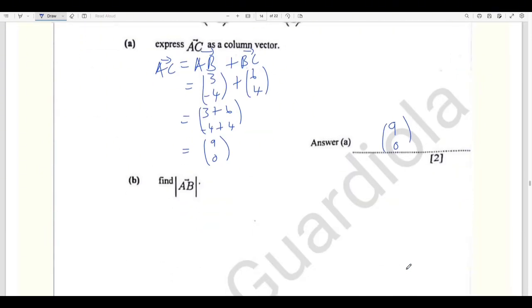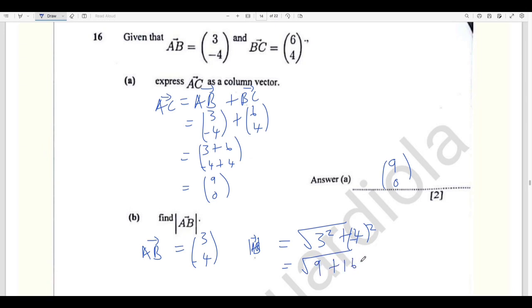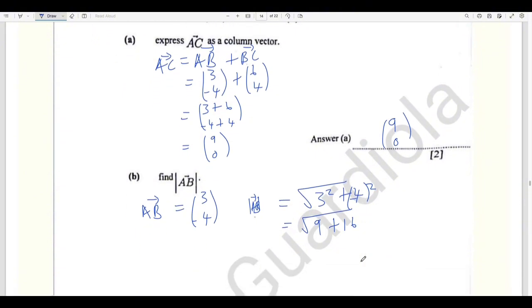Part B says find the modulus of AB, which means find the absolute size of the vector AB. Remember, when you're looking for the modulus, you're looking for the value without paying attention to the direction. Since we have (3, -4), the formula for finding the modulus is the square root of 3 squared plus (-4) squared. Why are we squaring it? Because we are only interested in the magnitude, not the direction. So the square root of 9 plus 16 is equal to the square root of 25.